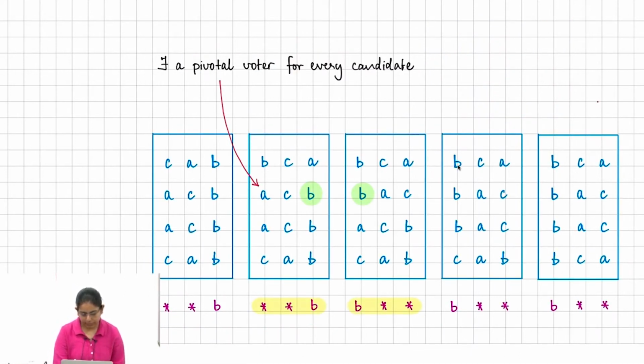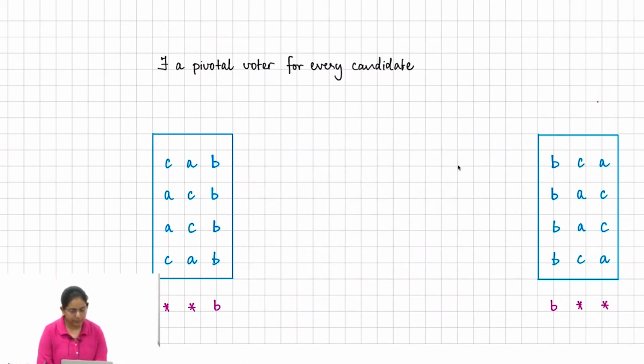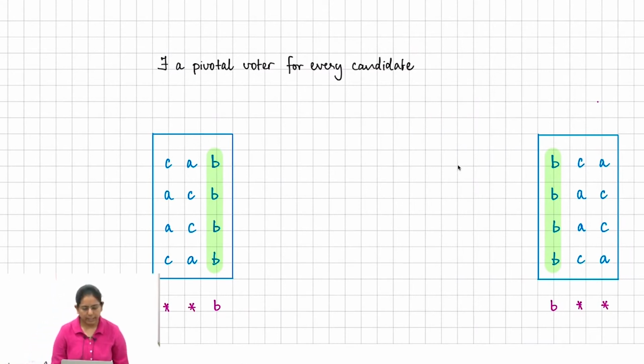So again, maybe let me hide these things for you a little bit. And let's just focus on two profiles. Now I'm going to try and argue that you can actually find a voter who is pivotal for any candidate, and let's just continue to focus on the candidate B. I'm looking at two profiles here, which if you notice are extreme for the candidate B. In the first profile, everybody ranks B at the bottom, and in the last profile, everyone ranks B on the top. And the rest of the profile is chosen arbitrarily.